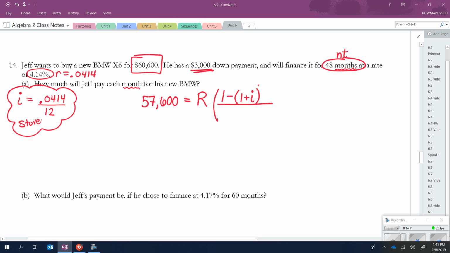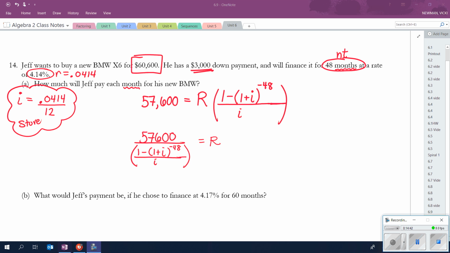And it's to the negative 48 over I. Make sure you close the parentheses after the negative 48. So what's the only algebra step you have to do? Yeah, divide by that. So show that you're dividing. And see how much he's going to pay. So he's going to pay $1,304.